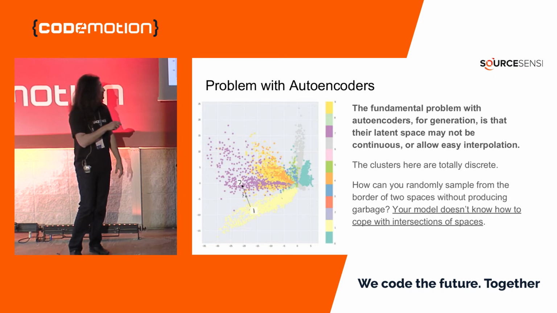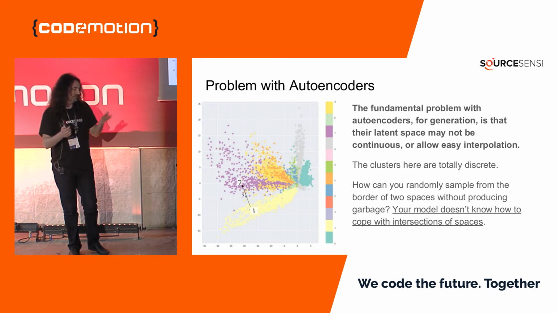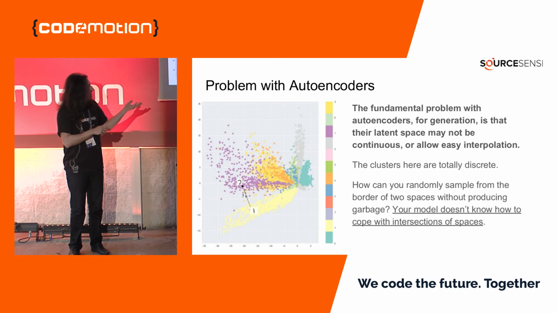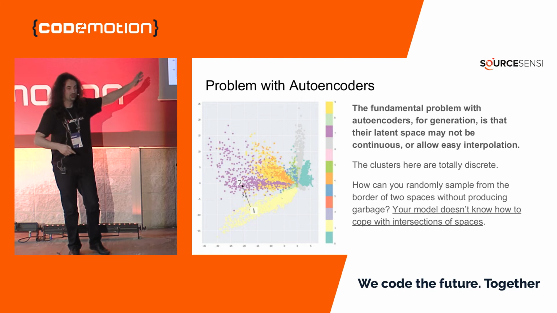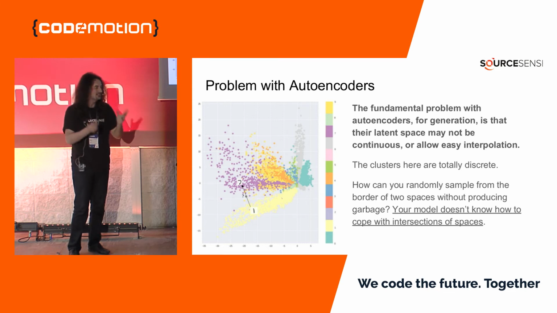But if I want to sample something which is in between, I'm not able to, because my classifier was not trained to actually recognize something which is at the intersection of two spaces. So if I tried, it will produce garbage. Figures that make no sense. It's not recognizable as numbers, as faces, or as anything. So how do I do?